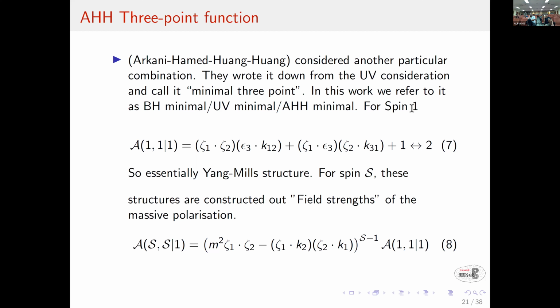So then why should you read it? Okay, I don't think these people are very explicit about it, but the lore is basically this. Firstly, let's go to spin 1. This is like the 3-point function of WW with a photon, and the WW 3-point function, as you know, has a Yang-Mills structure. So what these people are saying is that for spin S, the structure is the Yang-Mills structure times this quantity.